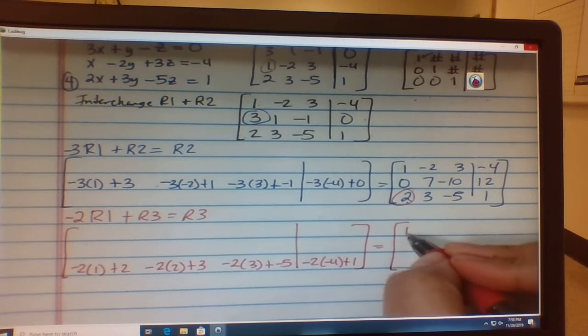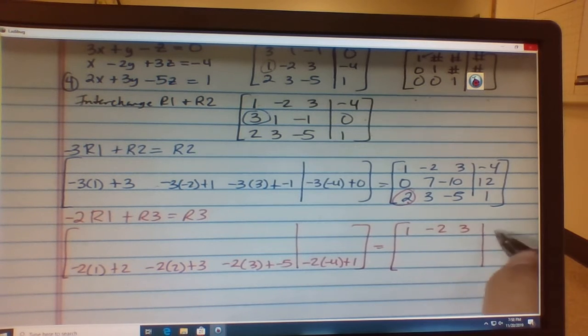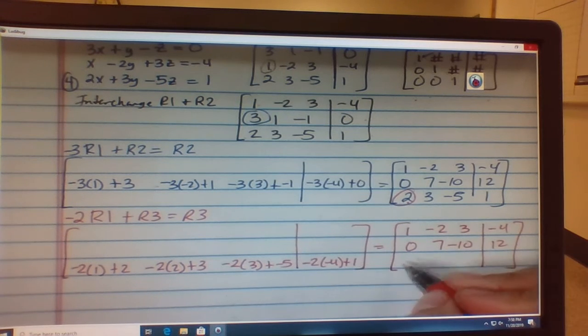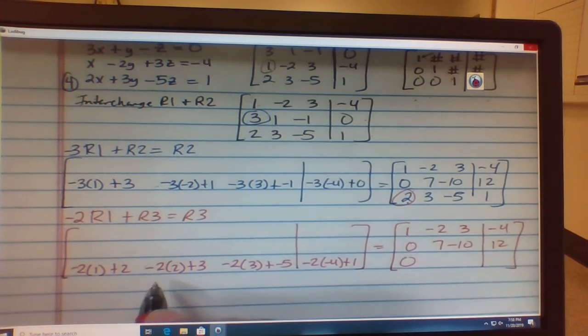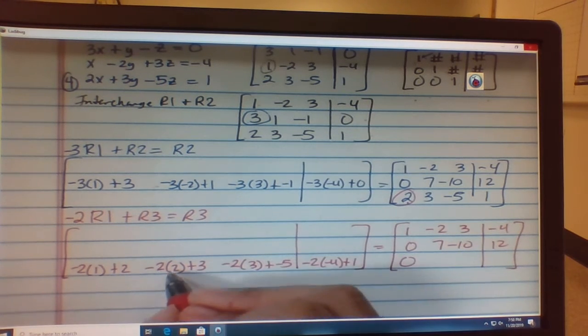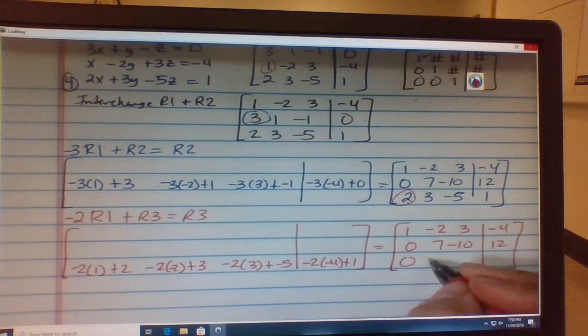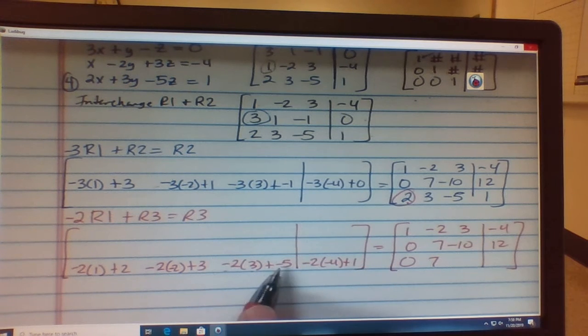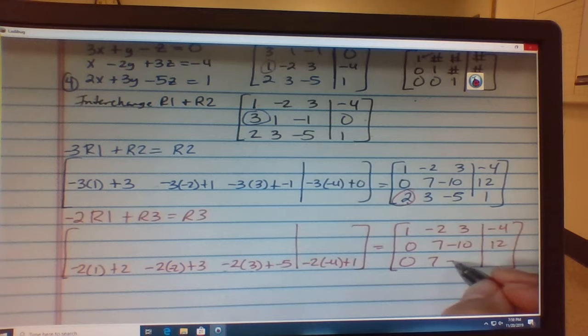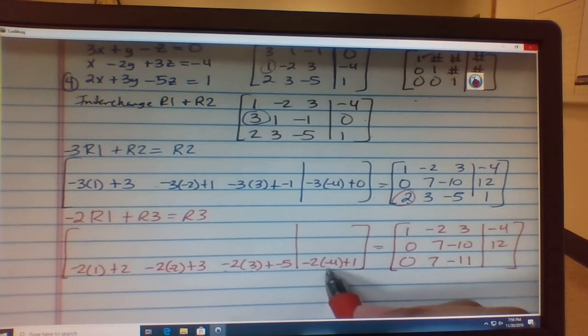First two rows stayed unchanged. Zero, -4 plus 1. Wait, did I miss? This is a -4. Sorry. This is a +4. +4 plus 3 is 7. -6 and a -5 is a -11. 8 plus 1 is a 9. Is that what we got?